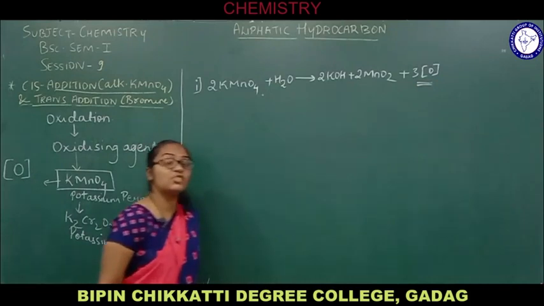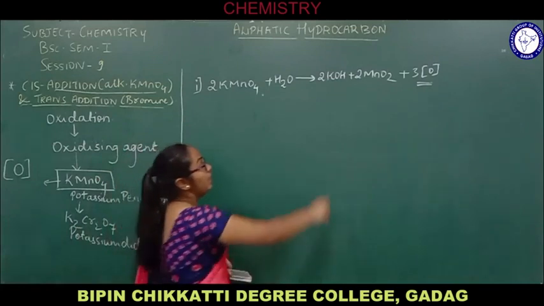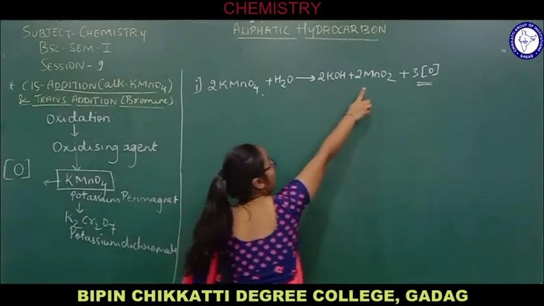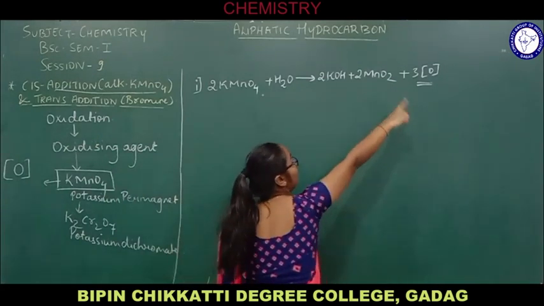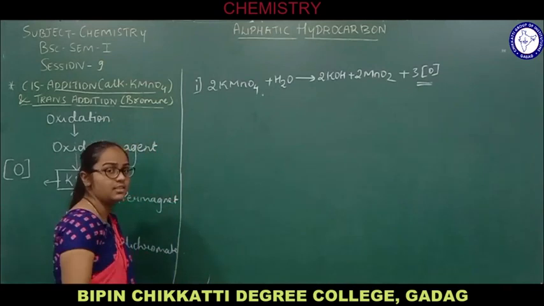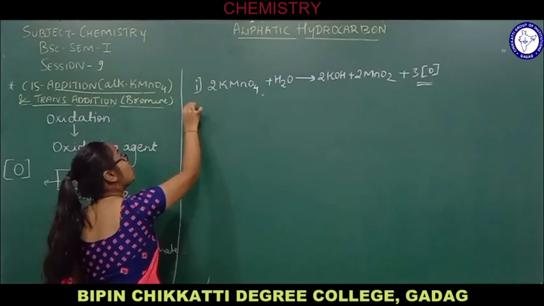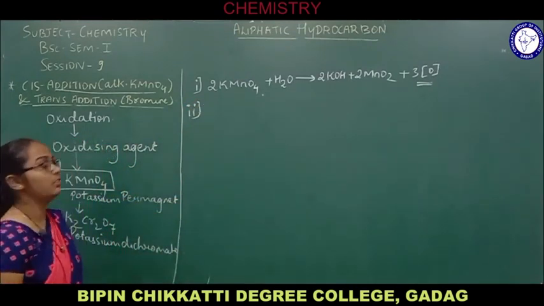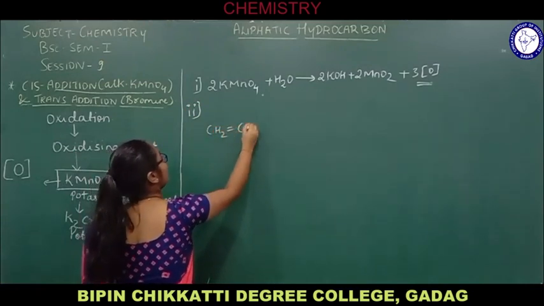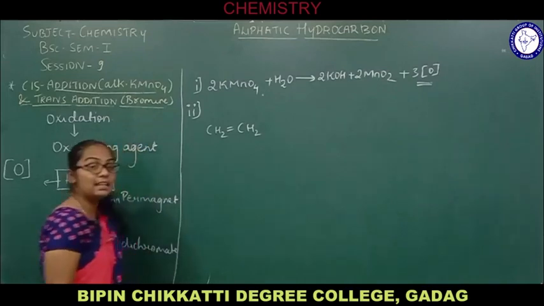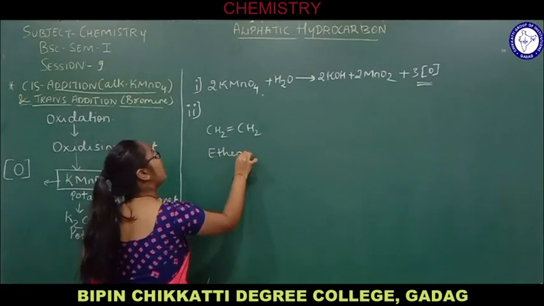Now the nascent oxygen produced by the oxidizing agent, when we add it into water, you can see here potassium hydroxide is formed, and this one is manganese dioxide, and the third, main product formed over there is the nascent oxygen. Now that nascent oxygen has to react with the olefin. The olefin I am going to take over here, what is the name of this alkene? Yes, the name for this is ethene or ethylene.